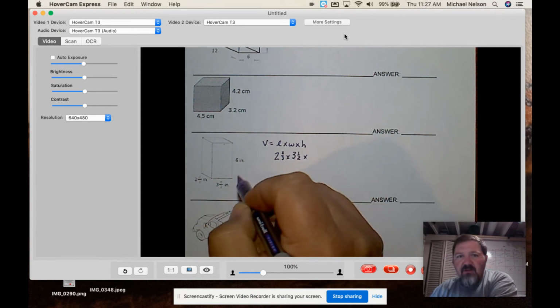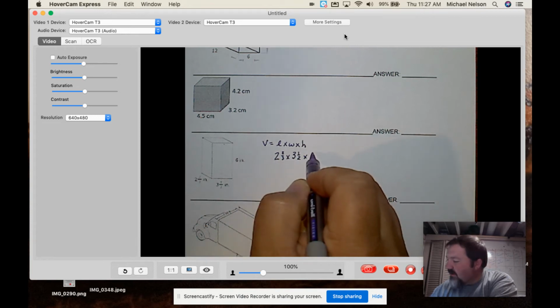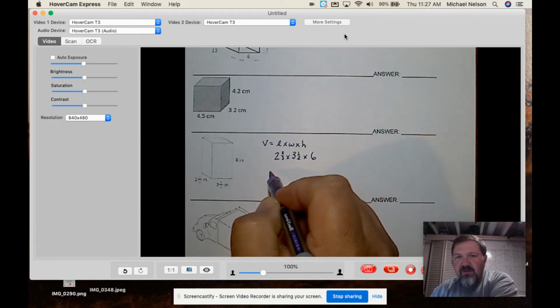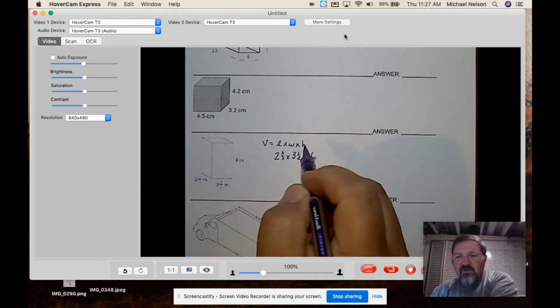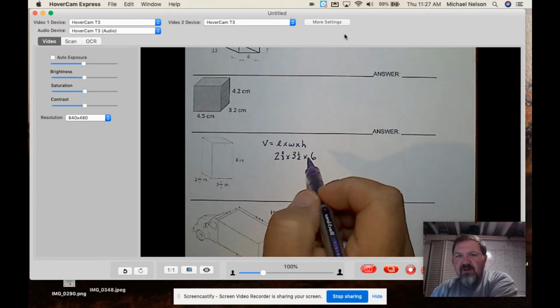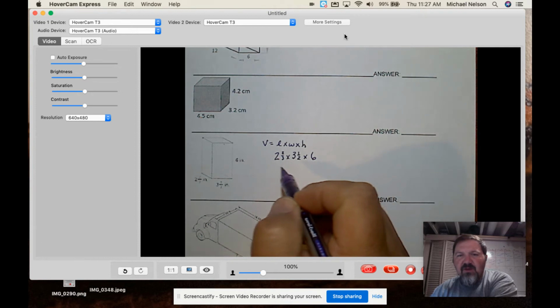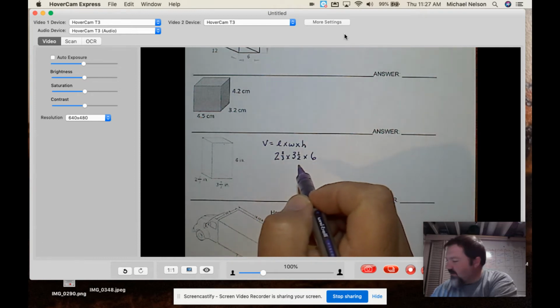And then our height is 6. So again, it really doesn't matter what order those are in. If you had these two flipped and you're confused about that, don't worry too much. That is a perfectly legal way to do it because of the commutative property. You can move those around.